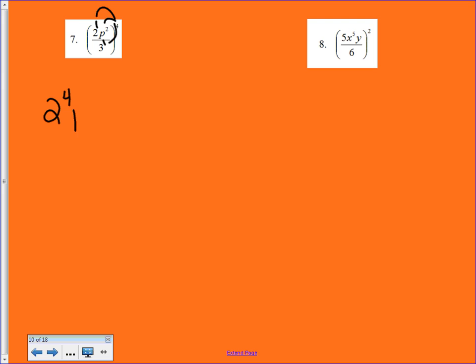Okay, so I have 2 to the 4. And then I'm going to multiply 2 times 4, which is 8. And on the bottom, 3 to the 1 times 4. Notice I'm multiplying the exponents, not the numbers. Okay, that's really, really important. So 2 to the 4th power is going to give me 16.